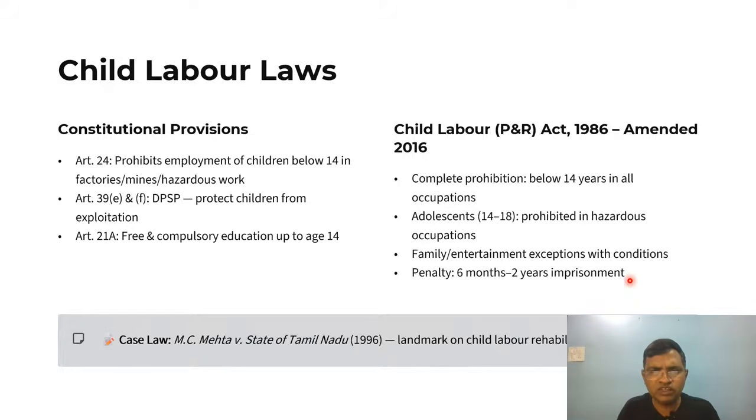1986, amended in 2016: complete prohibition below 14 years in all occupations. Adolescents, 14 to 18 years: prohibition in hazardous occupations, with an exception for family and entertainment. Then penalty: 6 months to 2 years in prison under the Child Labour Act. The case here, M.C. Mehta versus State of Tamil Nadu, 1996, is a landmark on child labor rehabilitation. So you remember this.